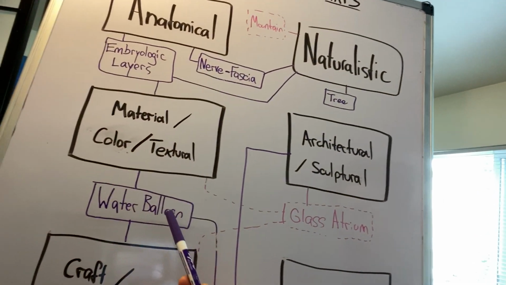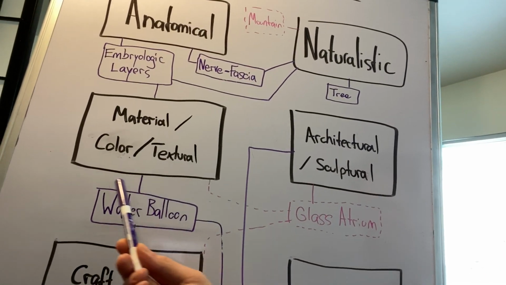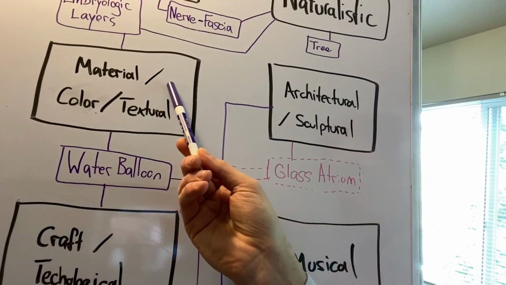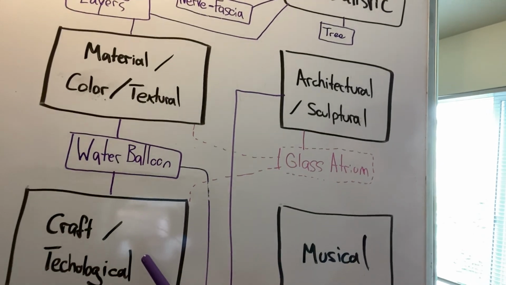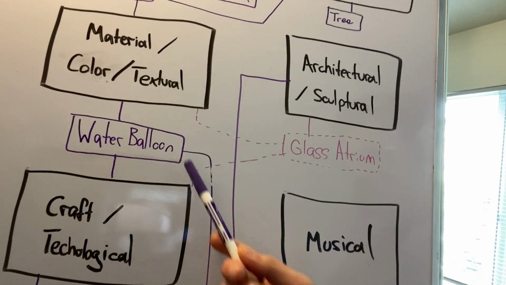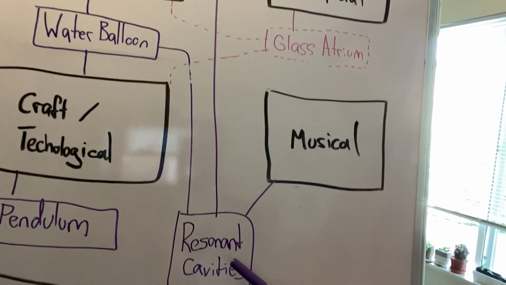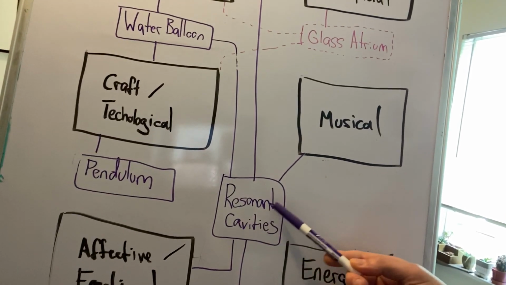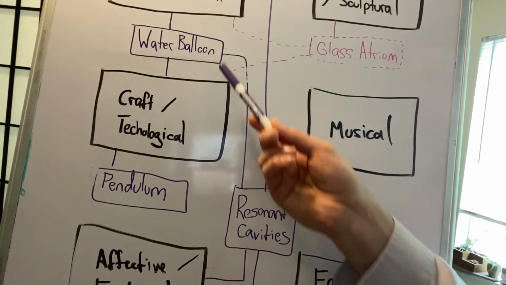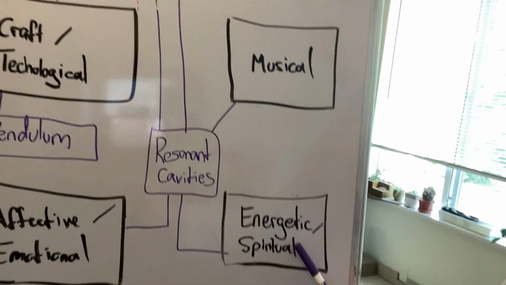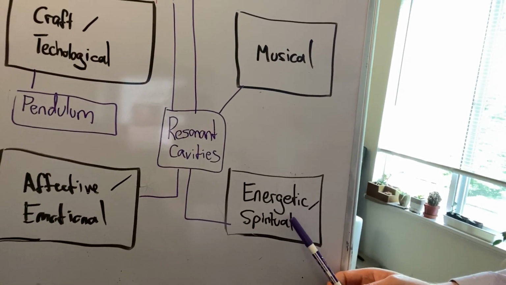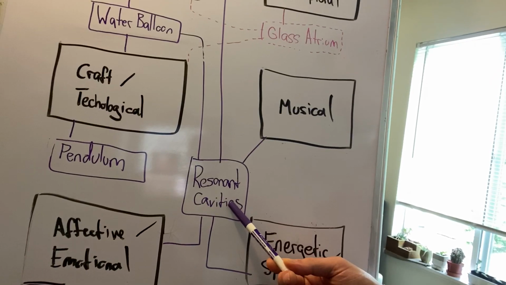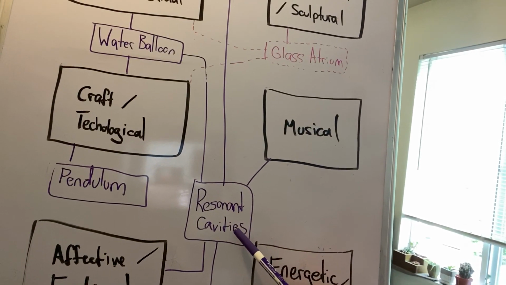Material, textural. I oftentimes talk about the body as comprised of water balloons. This relates a bit to the embryologic layer bit. Water balloon is both about the material, the texture, and it's a made thing, right? And so it connects to that. And sometimes water balloon relates to the sense of being a resonant cavity. And that is really a musical, an affective, a technologic, and an energetic map. And so these are really interesting connections. So, a given map can fall under any or all of these.